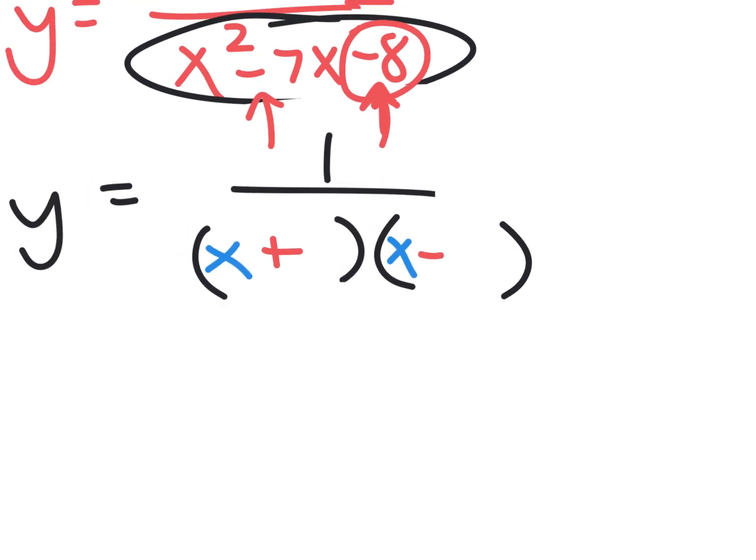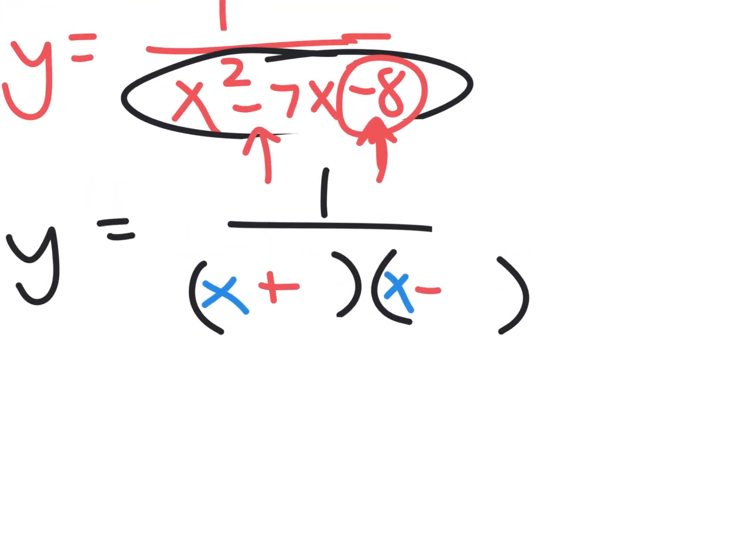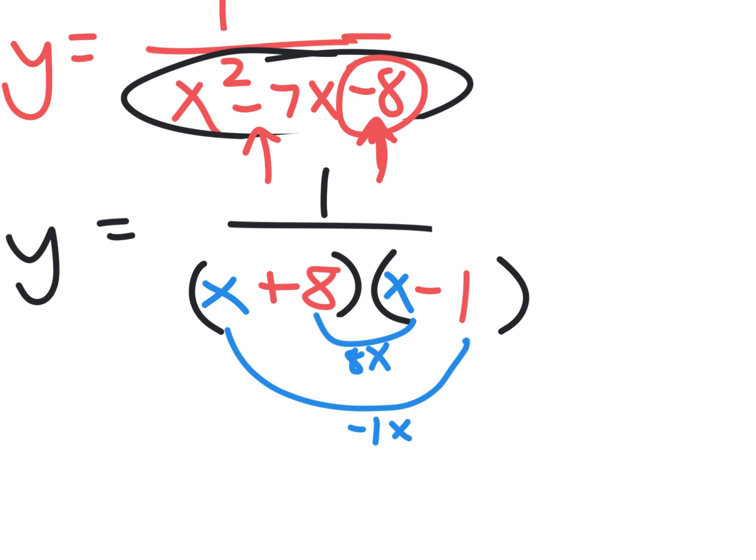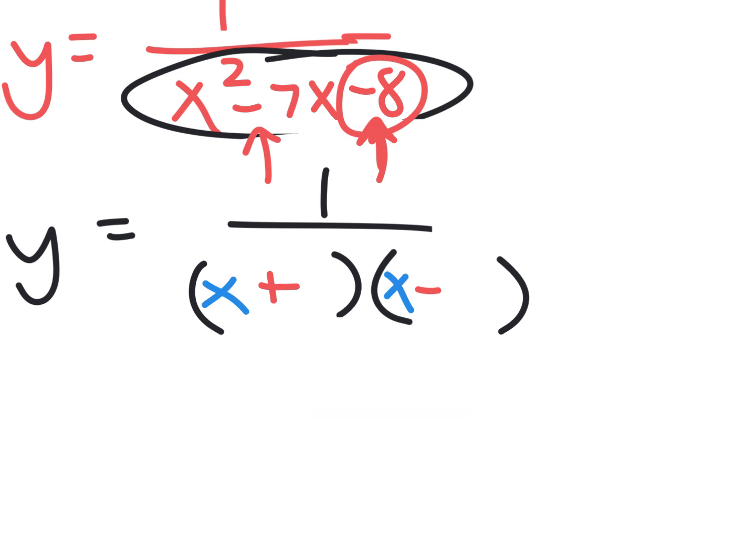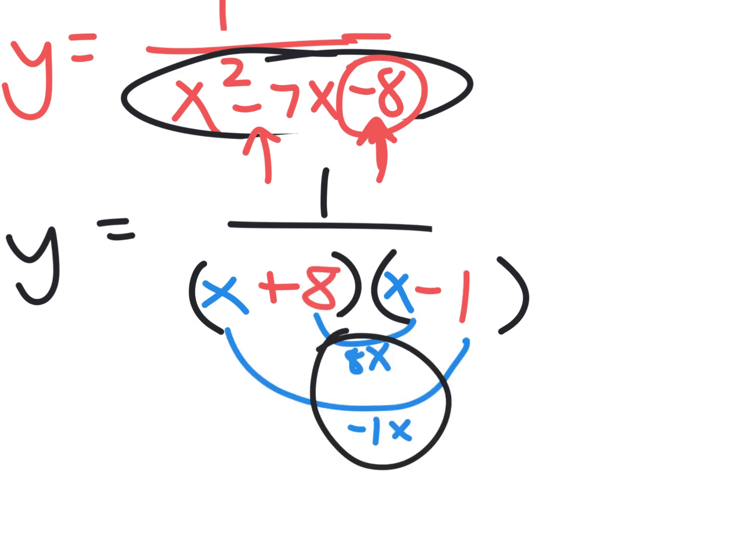All right, Mason, can you tell me what this factors to? 8 and 1. Okay, and now I got to check if I have them in the right spot. This is 8x. This is minus 1x. Oh, what does that mean? That means change the what? The signs. Good. So then this becomes minus, and this becomes plus.